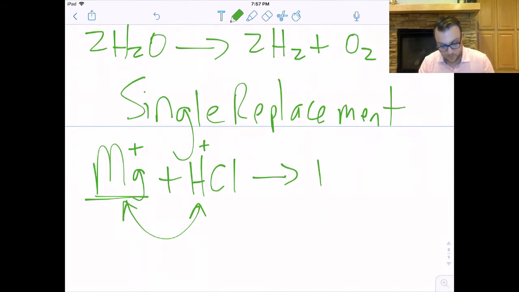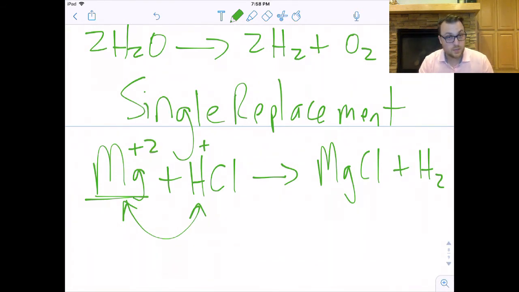Check your charges. Magnesium is +2, and chlorine over here is -1. Since chlorine's -1 and Mg is +2, you got to crisscross those numbers going down. So that 2 comes down here, and that 1 goes down there. You don't have to put that 1 there if you don't want to. It's implied that it would be 1. Why did I make the H diatomic? Why are there 2 of them?